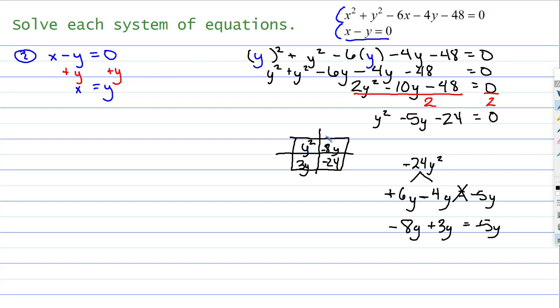Now, when we're looking at factoring, we look to see what can factor out of this first column. A y can. We can factor out of the second column. A negative 8 can. We can factor out of that first row. Y can. We can factor out of that second row. 3. And it's positive because the closest is positive. This one was negative because the closest was negative. So I'm going to write those factors.